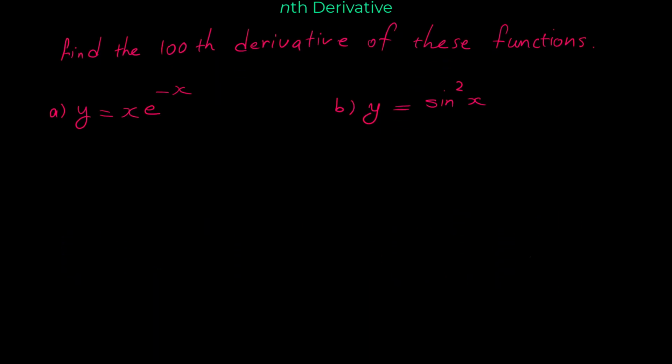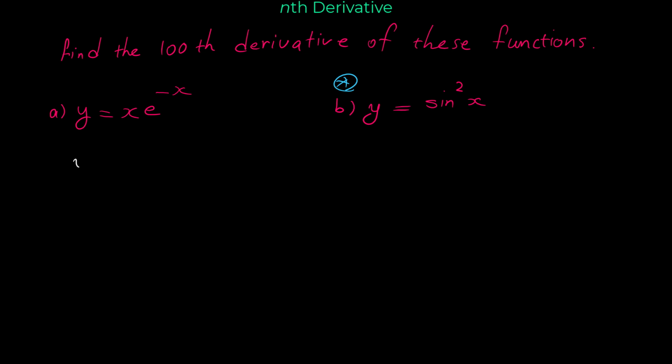Now look at this question. Find the 100th derivative of the following functions. The first function is y equals x times e to the negative x, and the second function is sine to the 2x. This one is a bit tricky. Let us start with the first function, x times e to the negative x.